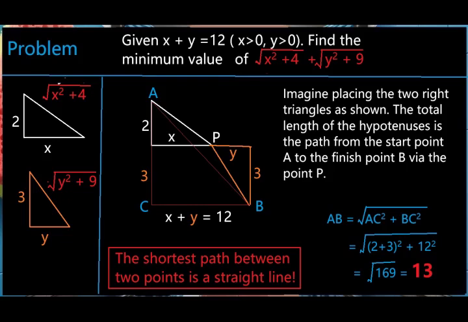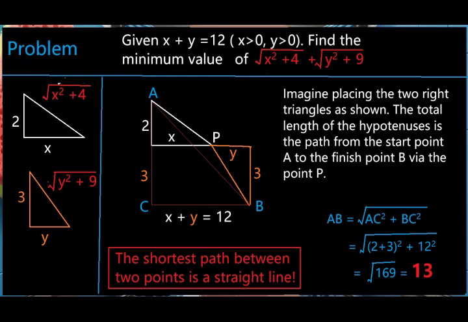This means the value of our expression is exactly the length of the path A to P, then to B. But we know a fundamental geometric fact. The shortest path between 2 points is a straight line. Therefore, the minimum value of the expression is simply the straight line distance from A to B. When we connect A and B directly, we form a new right triangle whose vertical leg has length 5, that is, 2 plus 3, and whose horizontal leg has length 12, since x plus y equals 12.